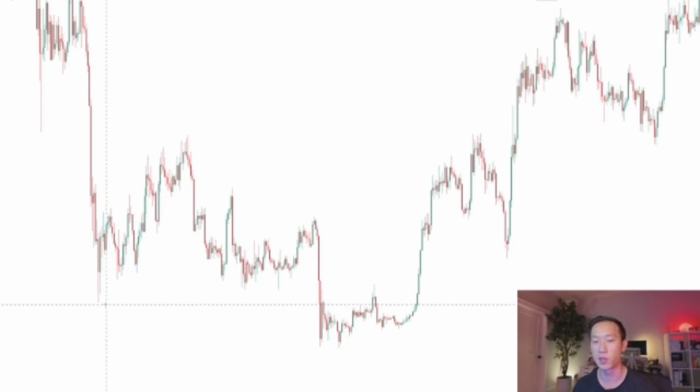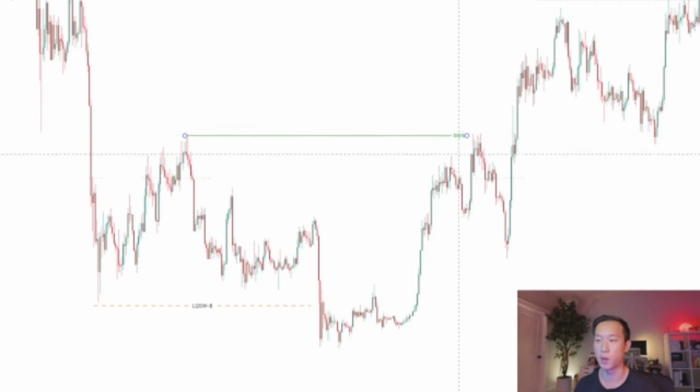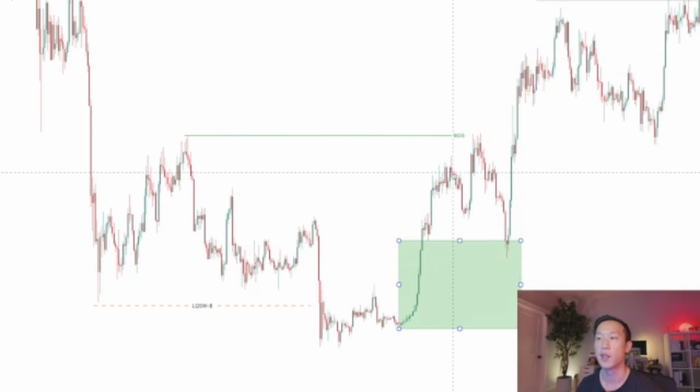So now I'm just going to go through a few examples of zones that are valid and zones that are not valid. So here's an example of a valid zone. We have our classic liquidity sweep. We have our break of structure to the upside. And if we look back at the chart, we can see that we have this large area of inefficient price action. And this was the cause that broke structure to the upside. So this is going to be my higher time frame zone.